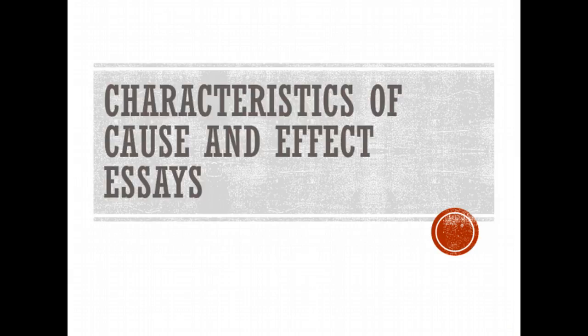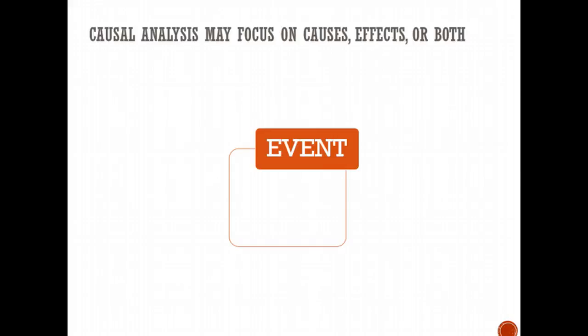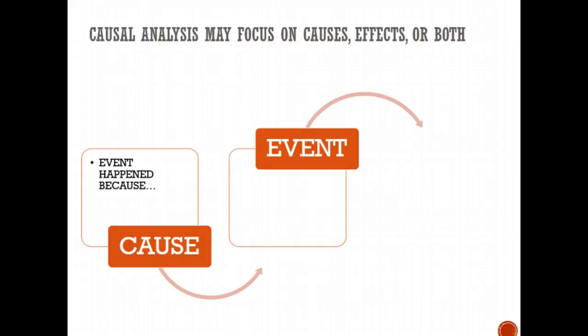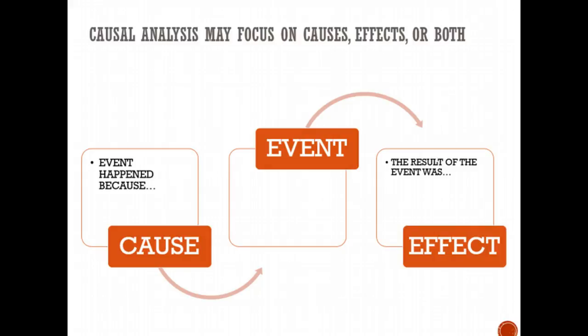Here are some characteristics of cause and effect essays. First, causal analysis may focus on causes, effects, or both. We start with an event. Then we think about what could have caused that event, what happened to cause that event. We also will then think about the results of that event, and that will be the effect. This is a good time to pause this video and go to checkpoint number 2.